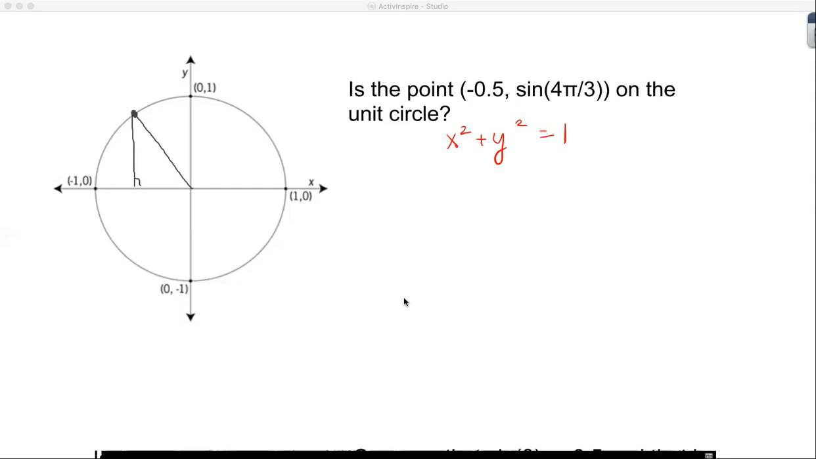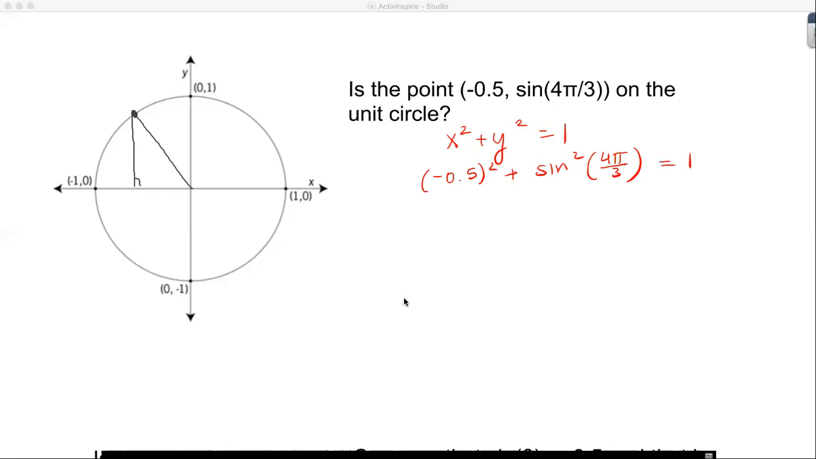Will negative 0.5 squared plus sine squared 4 pi over 3 actually equal 1? When you do that, I'll just write it out real quick. So negative 0.5 squared plus sine squared 4 pi over 3. Be mindful, by the way, of where you put that squared when it comes to writing sine squared, cosine squared, anything like that. Okay, so negative 0.5 squared plus sine squared 4 pi over 3. When you plug that into the calculator, you actually do get 1.